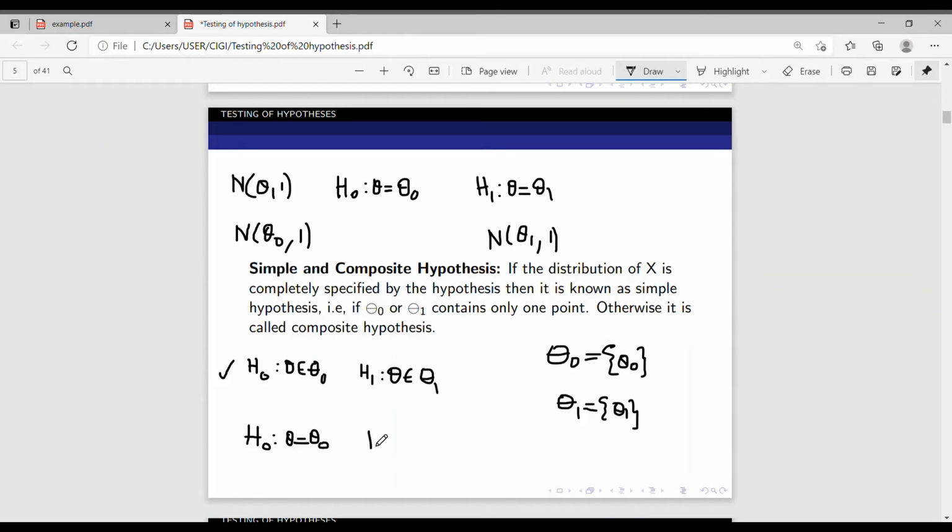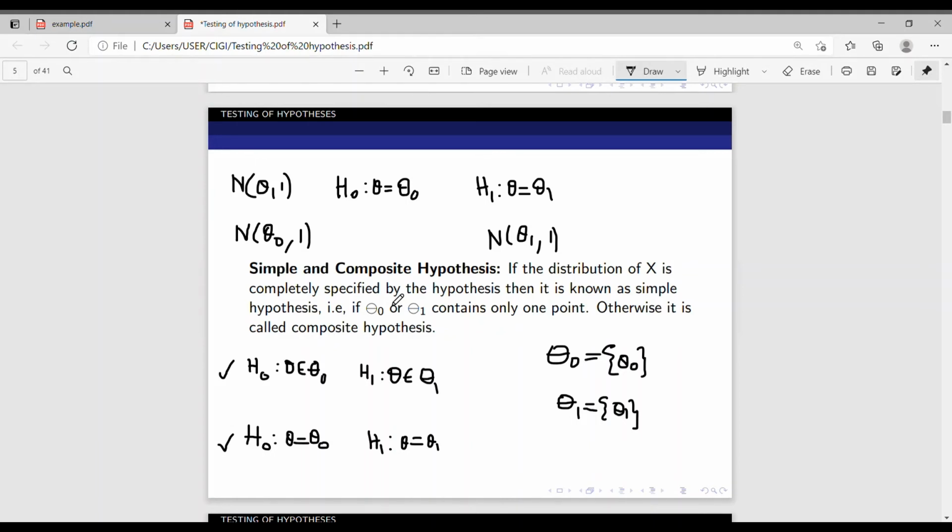against H1: theta equal to theta 1. That is, when capital theta naught and capital theta 1 contain only one point, both these hypotheses are equivalent. This type of hypothesis is known as a simple hypothesis, since by accepting the hypothesis we get complete information about the distribution of the random sample.